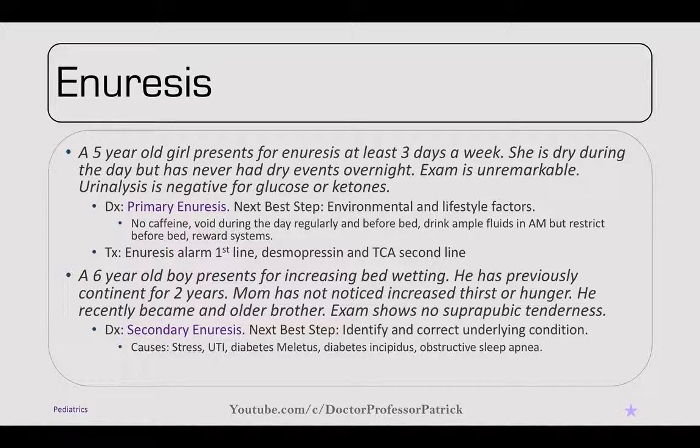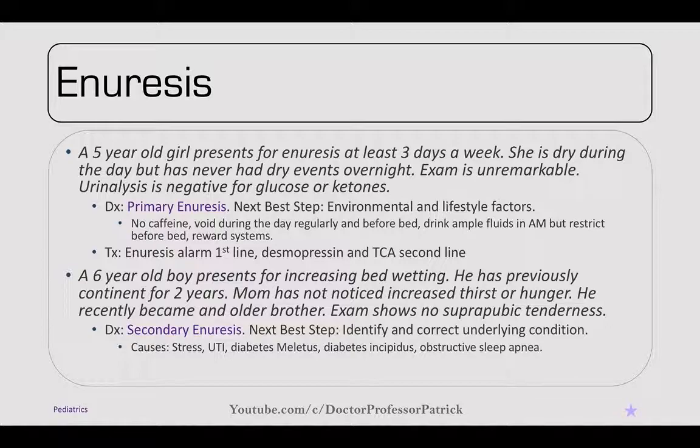So avoiding caffeine, voiding during the day regularly and before bed, drinking ample fluids in the morning but restricting them at night, and then reward systems for dry nights. And then for second line treatments, you can try an enuresis alarm. And then drugs like desmopressin and TCAs are usually limited to second line therapies.